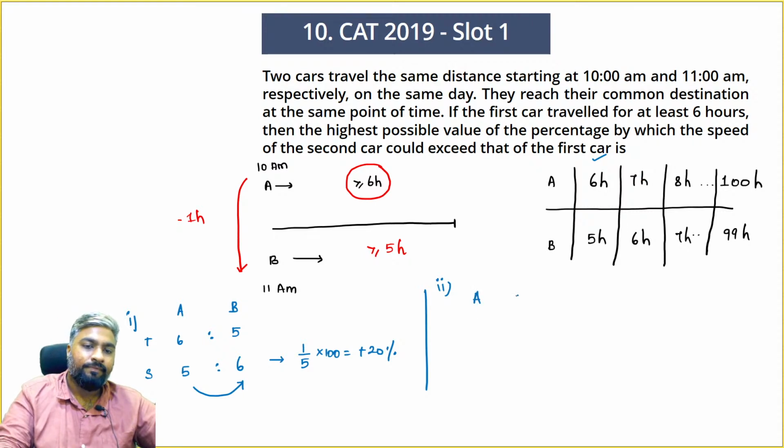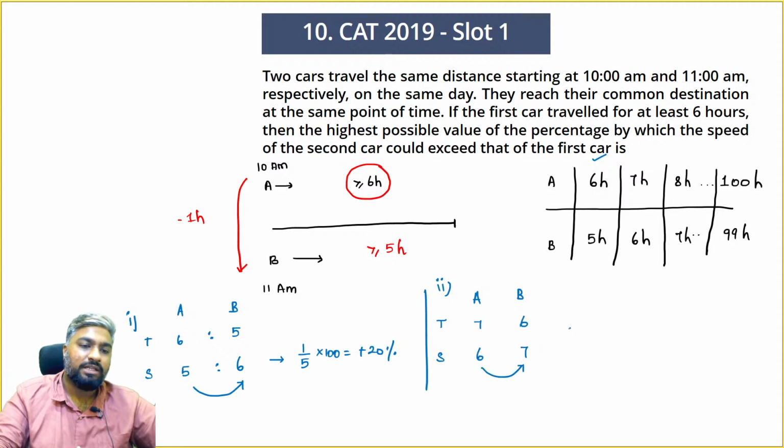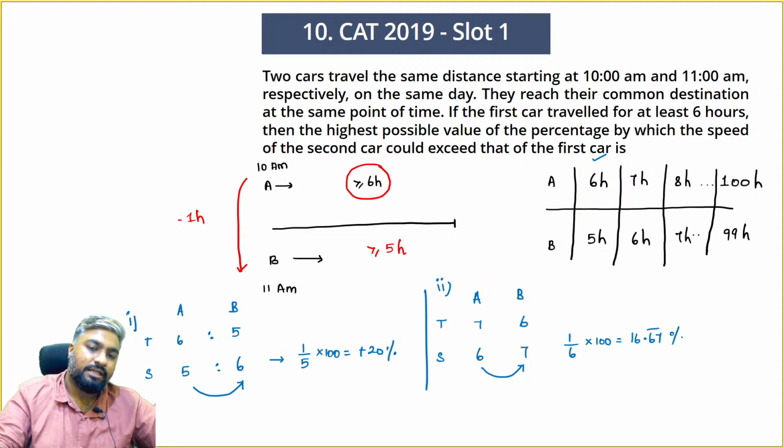Okay, so A, B, ratio of the time is 7 and 6. So ratio of the speed will be 6 and 7. From here to here, there is how much? 1 by 6th increase into 100. What is 1/6 of 100, guys? 16.67%, correct? Yeah, 16.67.